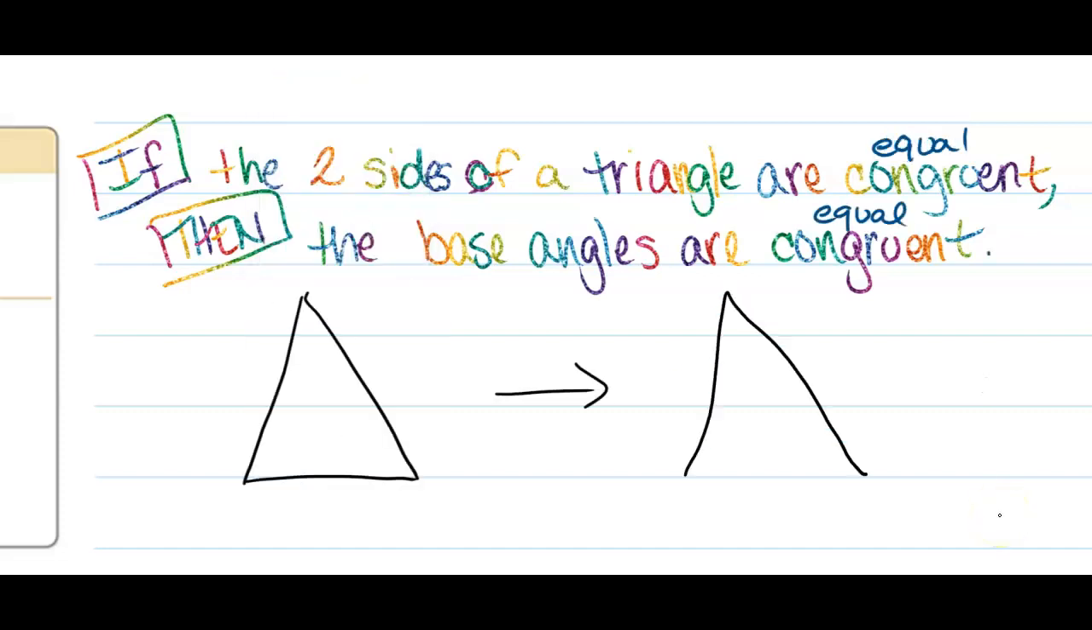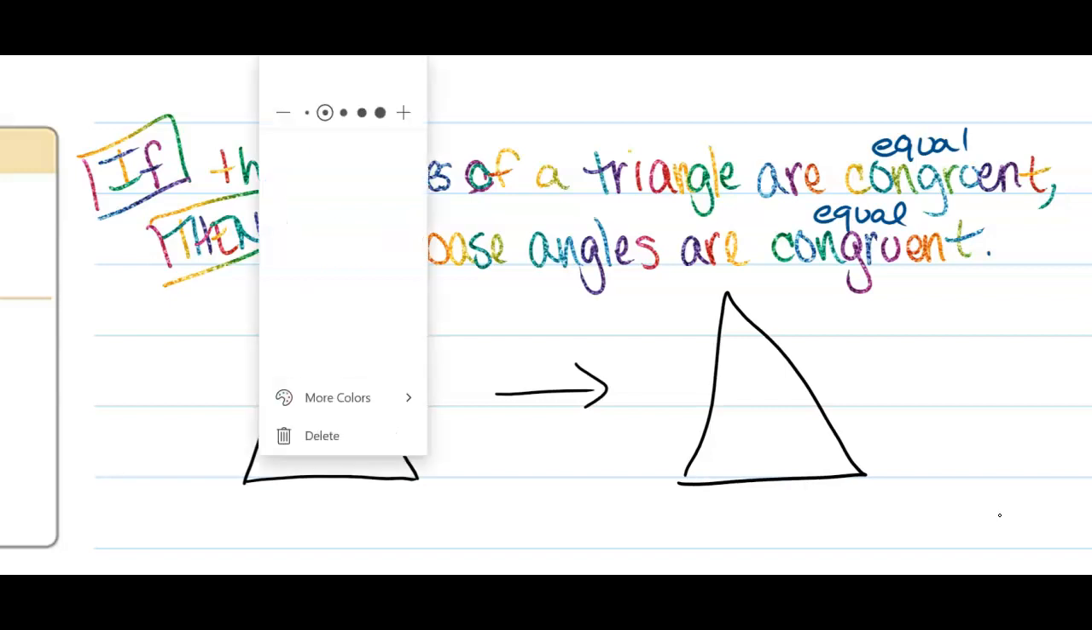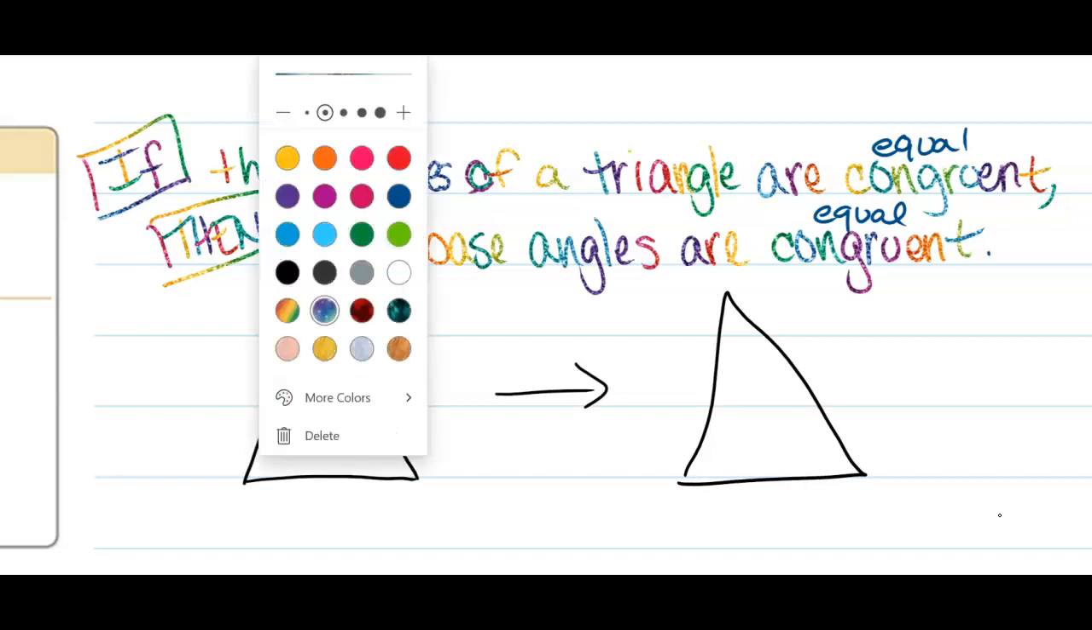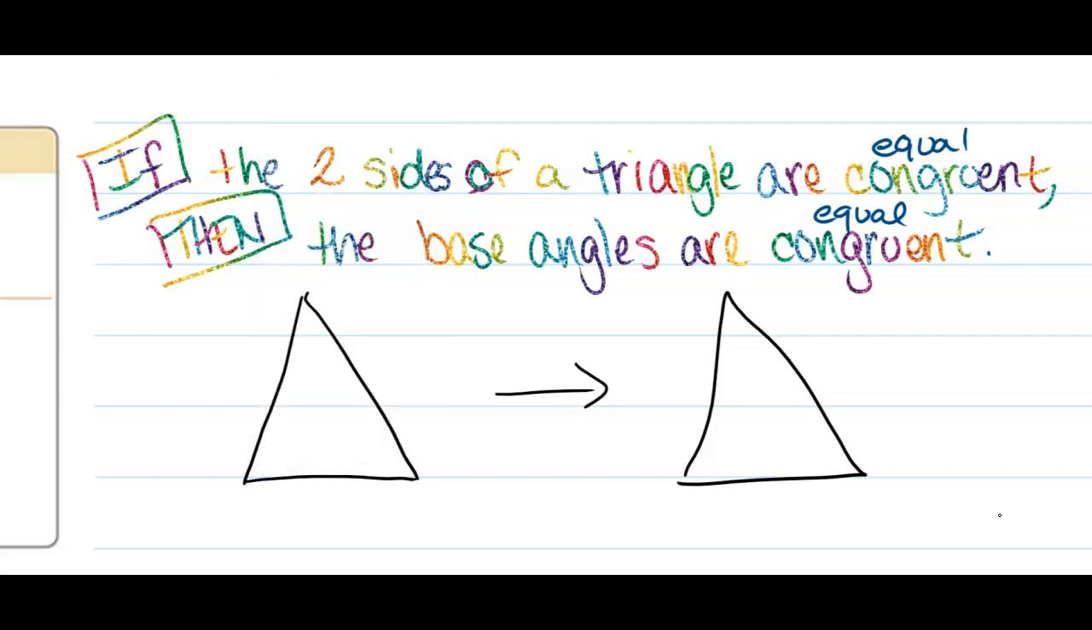So right under it, go ahead and draw 2 triangles with an arrow. So this theorem basically means if there is a triangle where my 2 sides are congruent, then that means that these 2 base angles are also congruent.